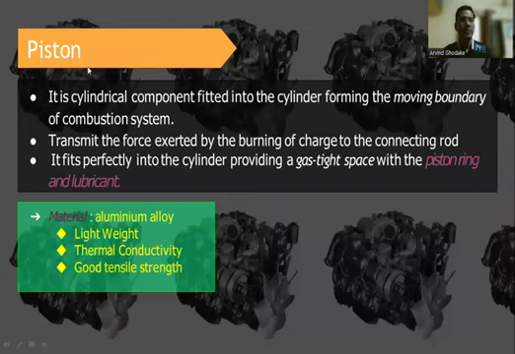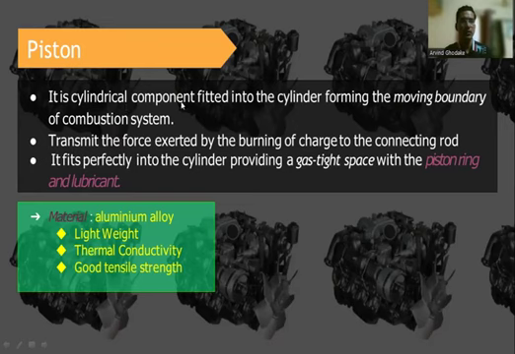The next part is the piston. It is a cylindrical component fitted into the cylinder, forming the moving boundary of the combustion system. It transmits the force exerted by the burning of the charge or fuel to the connecting rod. It fits perfectly into the cylinder, providing a gas-tight space with the piston ring and lubricant. This is the terminology of the piston.